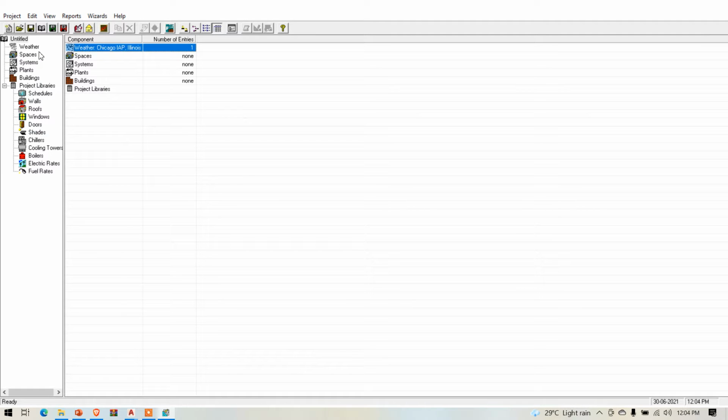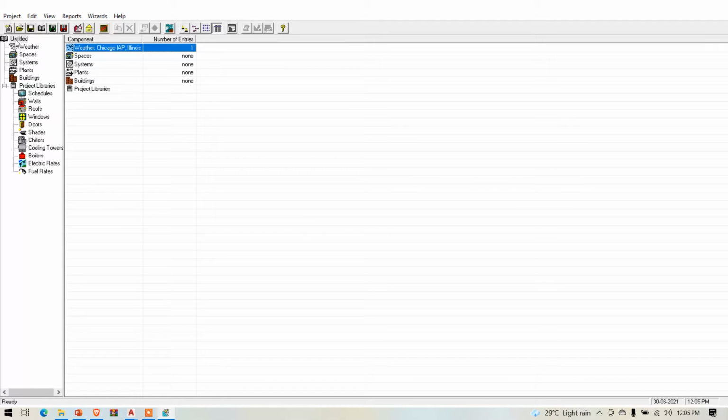Okay, then, coming to the software, mainly we are going to discuss three topics over here. One is called weather report, the second one spaces, and the third one is system report. So these are the three reports which we require to do our calculations. Before we calculate these three, first we have to create a project name.